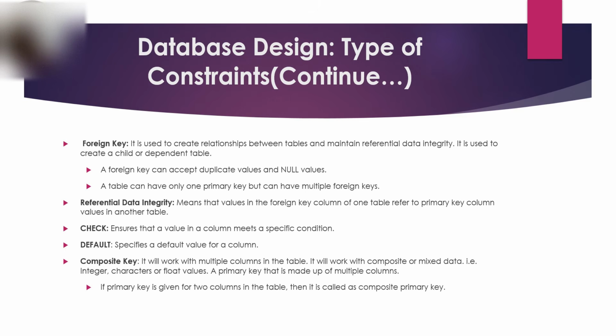Referential data integrity means the values in the foreign key column of one table refer to the primary key column value in another table. Check constraints ensure that the value in the column meets a specific condition. Using default constraints, we can specify the default value for the column. A composite key works with multiple columns in the table. It works with composite or mixed data. If a primary key is given for two columns in the table, then it is called a composite primary key.